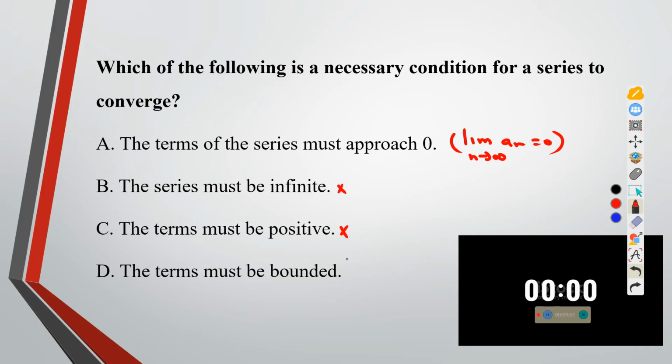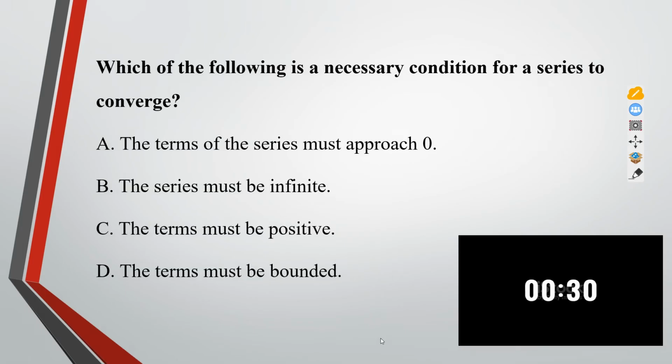Then option D, terms must be bounded. This is true, but weaker, because convergence implies that a_n is tending to 0, which implies eventually bounded. But boundedness alone fails because, for example, the summation of (-1)^n is bounded but diverges. So option A is the stricter standard necessary condition for convergence of the series, and that will be the correct answer. So let us look at the next question.